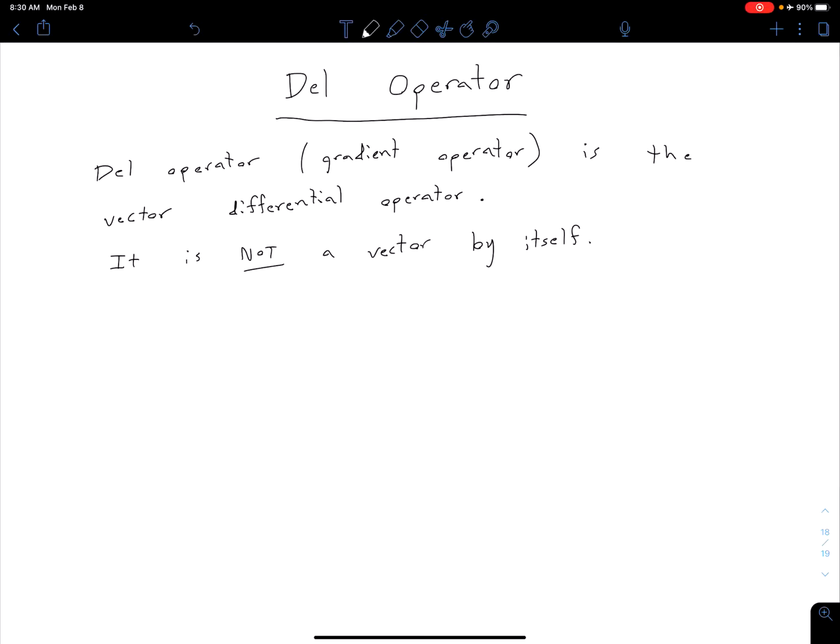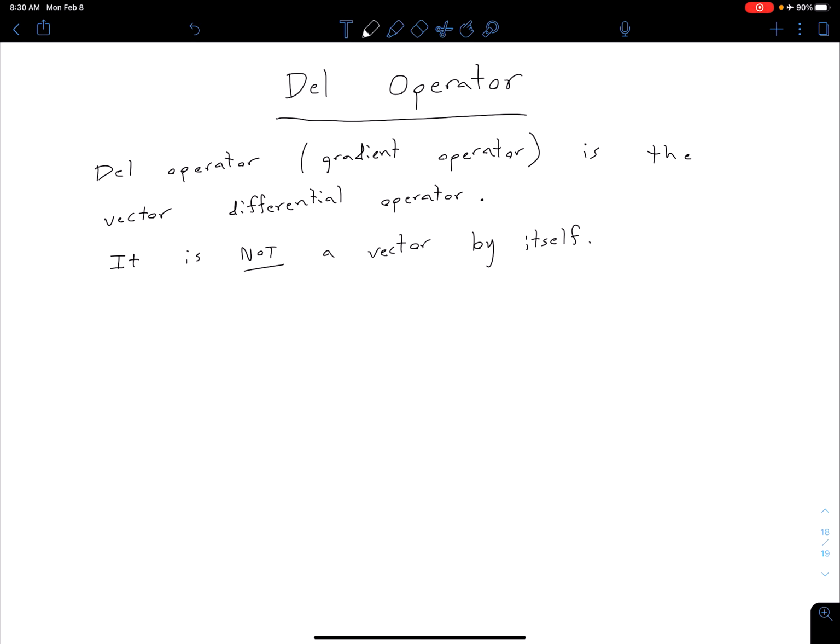Now that we've talked about our integration, we want to switch our attention to differentiation. So in order to do any type of differentiation with our vectors, we're going to need something called the del operator. You'll also sometimes hear this called the gradient operator, and this is our vector differential operator. It's important to note that this is not a vector by itself.